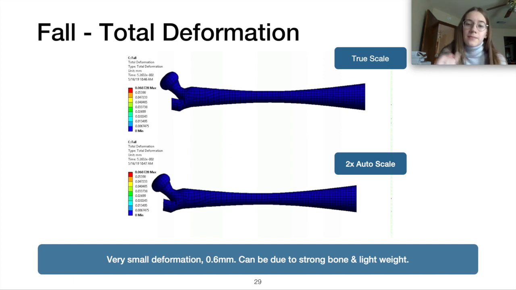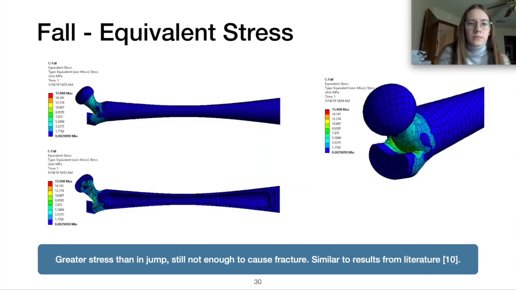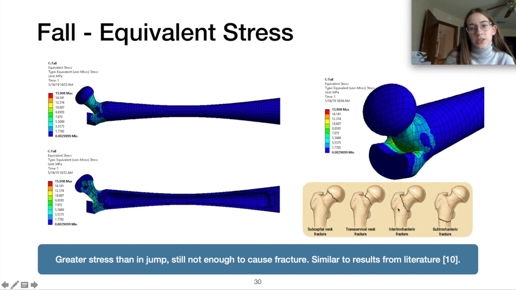That could be because I'm lightweight, maybe I have really young, strong bone. There's not much of an issue with the deformation if I were to fall horizontally. Okay, equivalent stress. Where are the stresses? This is important. The stress is bigger than in the jump, where it was like 11, and here it's 15. So there's more stress on the femur in this position. And we can see, as anticipated, that a lot of the stress is here in the femoral neck. These are where the fractures usually occur. Here is where the maximum stress is.